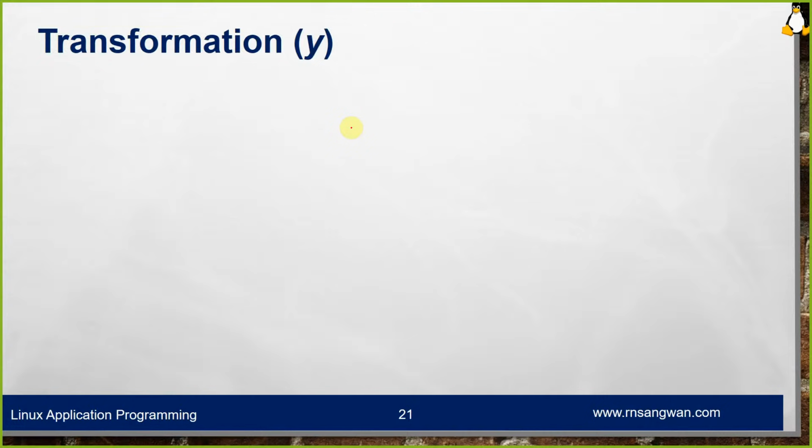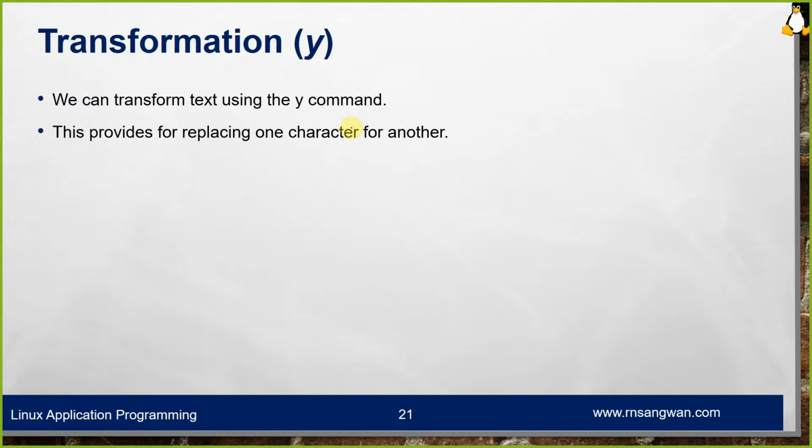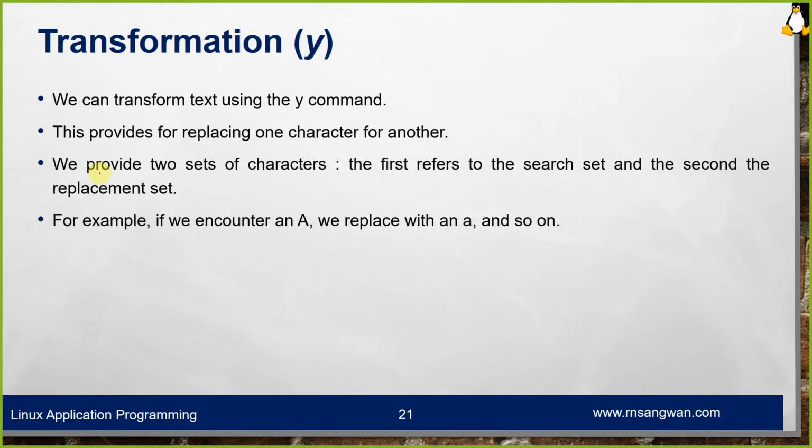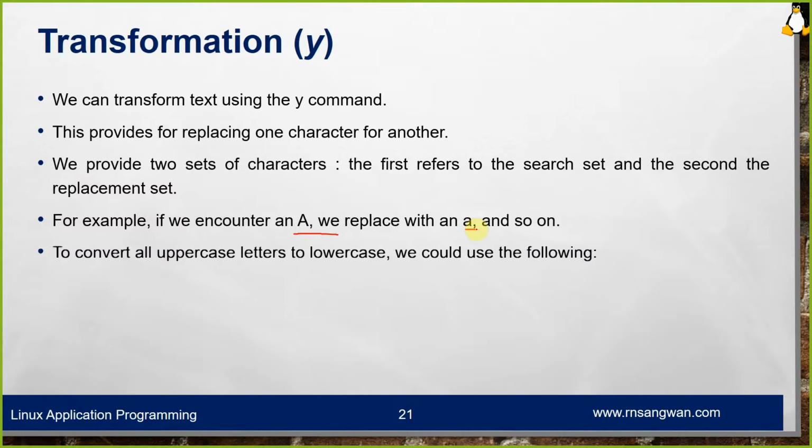Then we have the transform command called y, transformation. We can transform text using the y command. This provides for replacing one character for another. We provide two sets of characters. The first refers to the search set and the second the replacement set. For example, if we encounter uppercase A, we want to replace it with small a and so on.